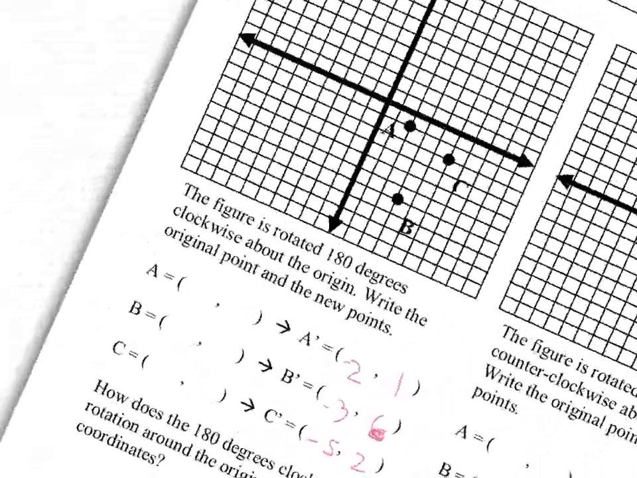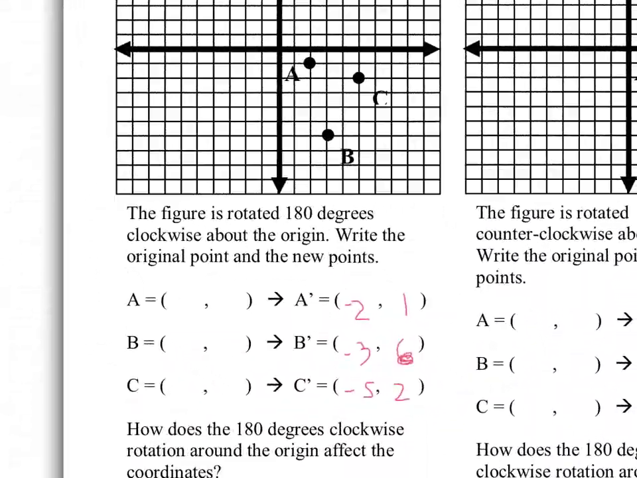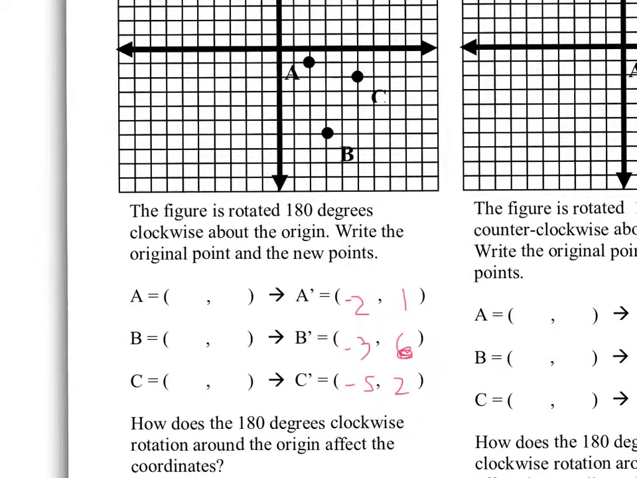So now I can flip it all the way back around. I'll go ahead and write the coordinates of my original. My original coordinates: A is 2, -1. My B is 3, -6. And my C is 5, -2.